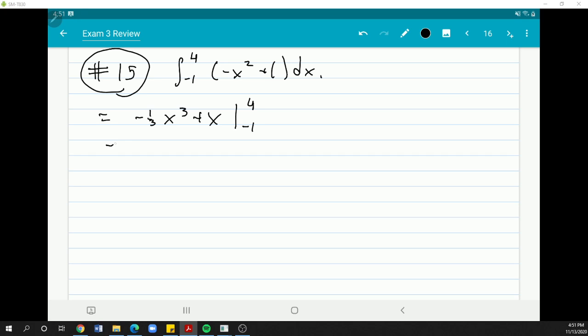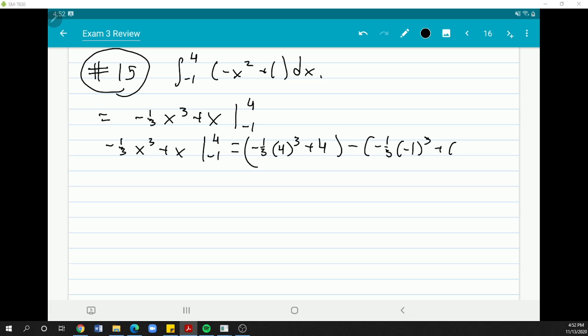So we get minus 1/3 x cubed plus x, evaluated from minus 1 to 4, is equal to minus 1/3 4 cubed plus 4, minus, minus 1/3 times minus 1 cubed plus minus 1, equals minus 64 over 3 plus 4.